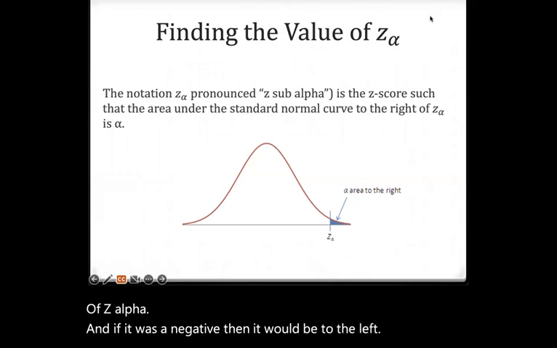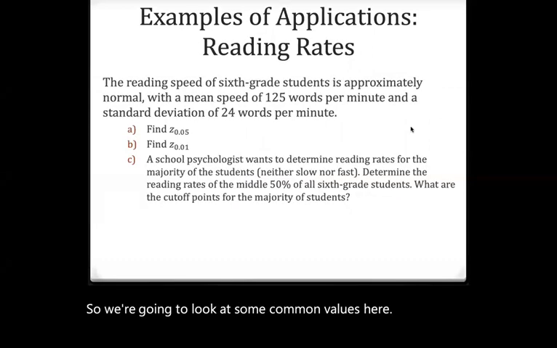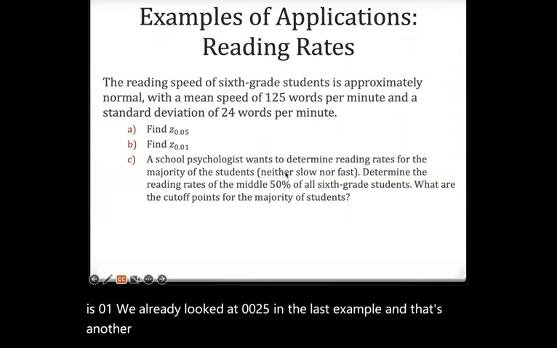So take a moment here and think about this. We're going to look at some common values here. In the next slide, we're going to look at Z alpha of 0.05 and Z alpha of 0.01. We already looked at 0.025 in the last example, and that's another popular one. And then we'll look at how to calculate it for the middle 50%.